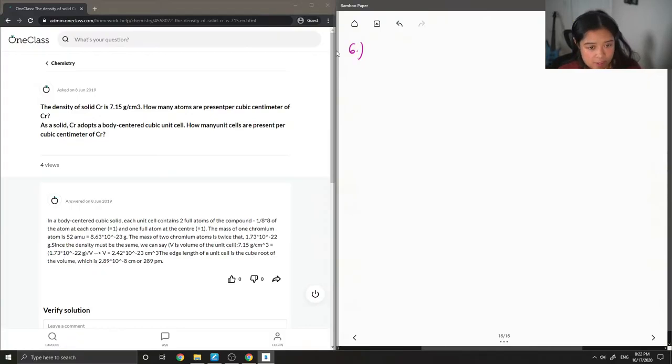As a solid, chromium adopts a body-centered cubic unit cell. How many unit cells are present per cubic centimeter of chromium? Okay, so let's write down everything that we know. We know the density is equal to 7.15 grams per centimeter cubed. I'm gonna write down the molar mass of chromium as well. So this is 52 grams per mole. This can be found on your periodic table.